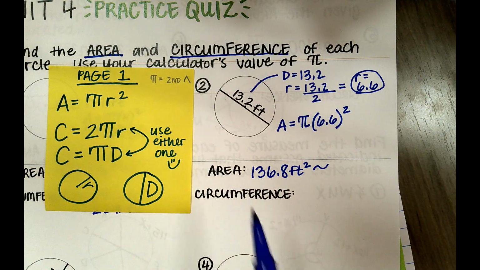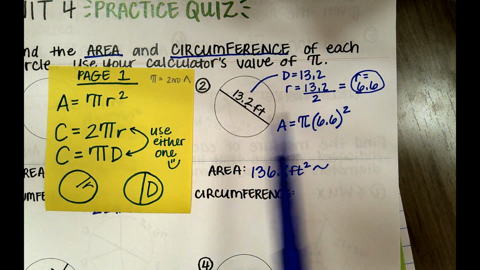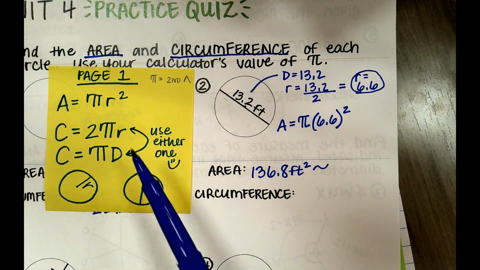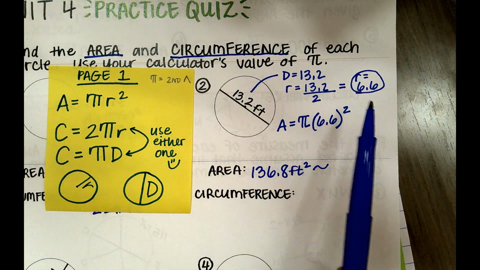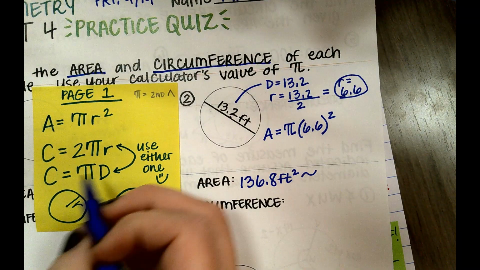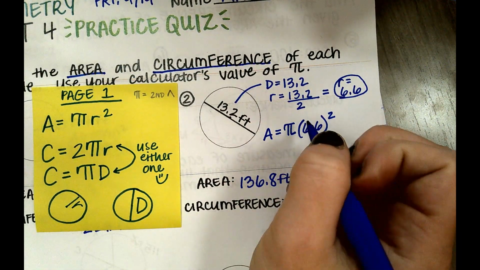No, it doesn't matter as long as we're using the correct number. If I want to use 13.2, I've got to use the formula with diameter. If I use 6.6, we're going to use 2 pi r. I'm actually going to use the diameter one because it's a little less to type in.